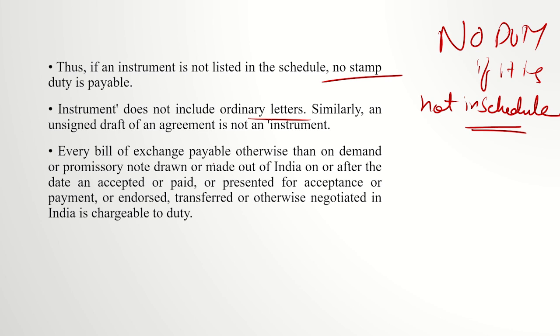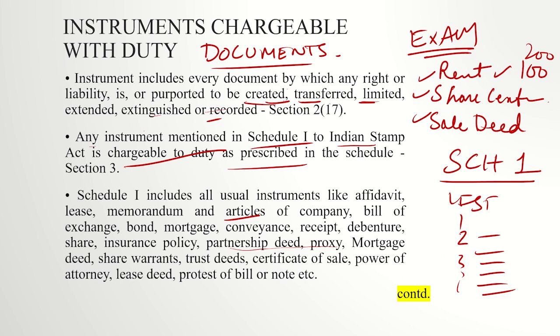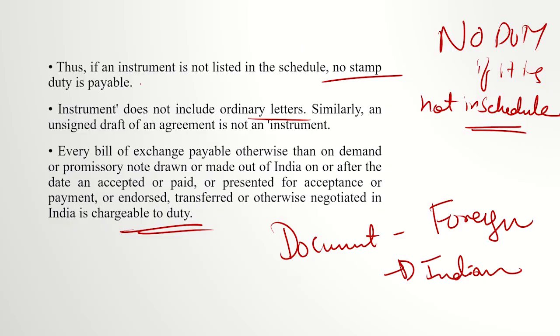Every bill of exchange payable otherwise than on demand, or promissory note, drawn or made out of India, on or after the date accepted or paid or presumed, or for acceptance of payment, or endorsed, transferred or otherwise negotiated in India, is chargeable to duty. That means even if a document is from a foreign country but comes to India, we have to pay stamp duty according to this provision on instruments chargeable with duty. We have to understand that very well.